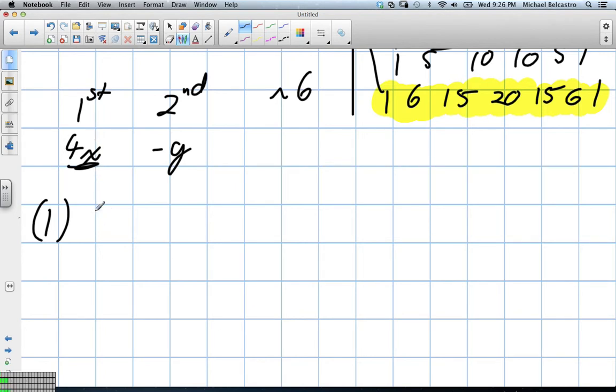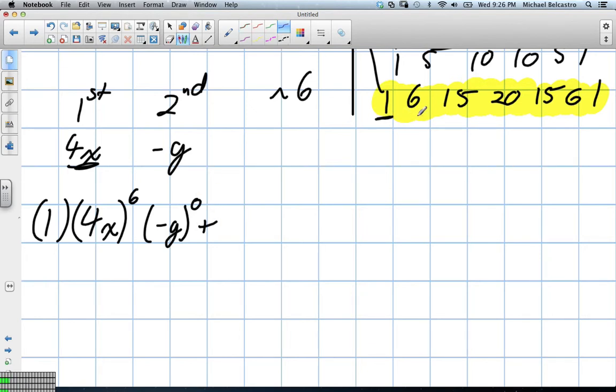And we don't just take x. We actually take 4x to the power of 6. And then our second term, our negative y, is to the power of 0. Okay? Power of 0 we know does nothing for us, but that's fine. We're going to continue with that. We're then going to add our next coefficient. So first one was 1.